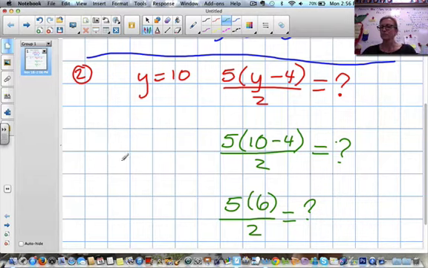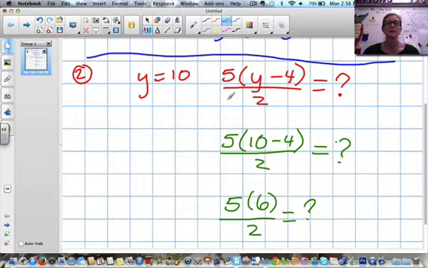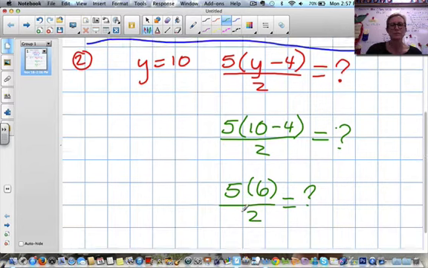So let's do that. Okay, so let's come on over here. So 5 times 6 is 30, and 30 divided by 2 is 15. But let me see if I can scroll down.